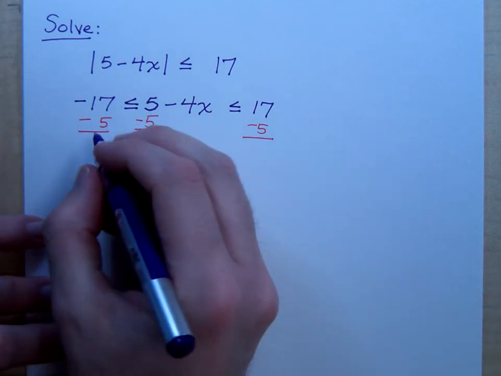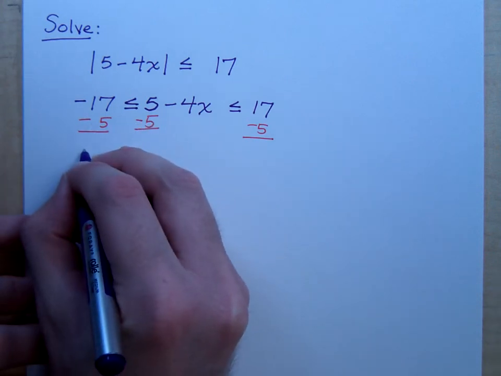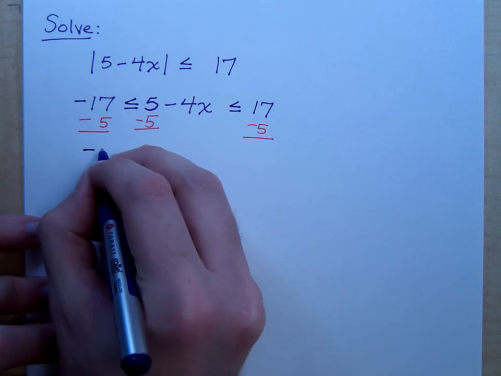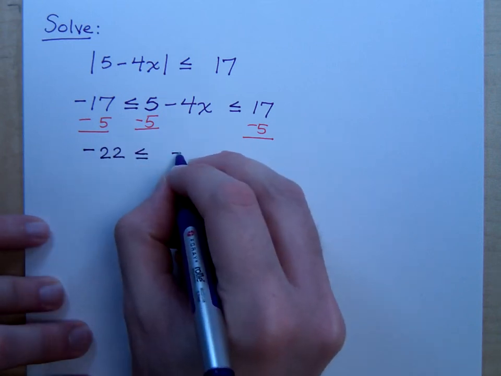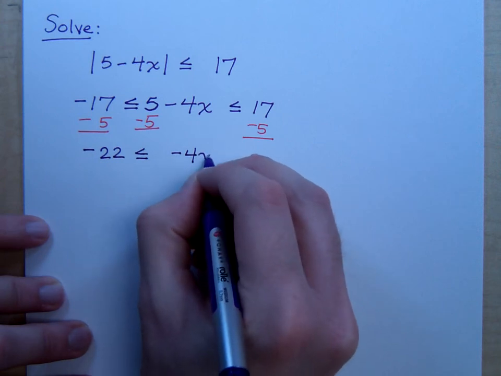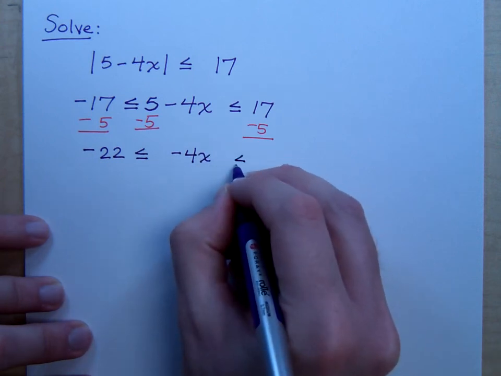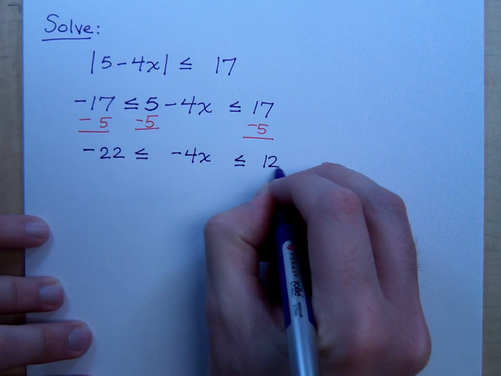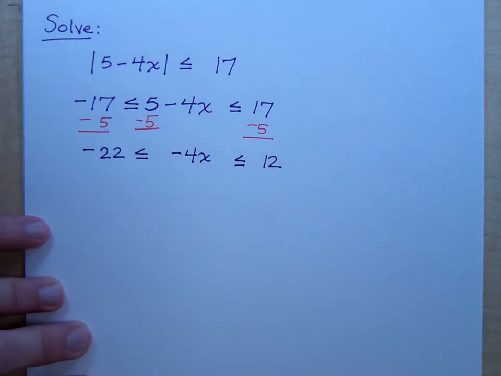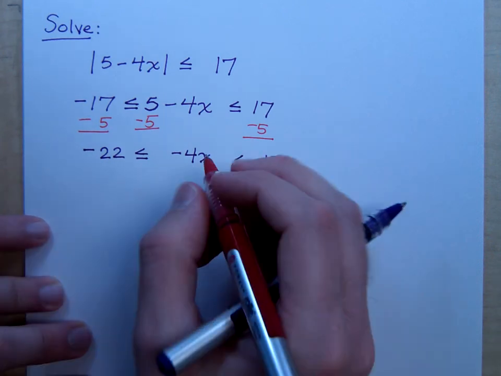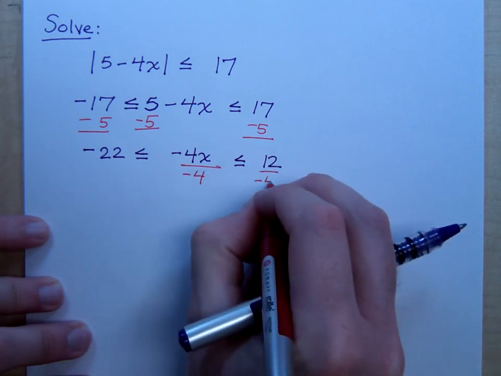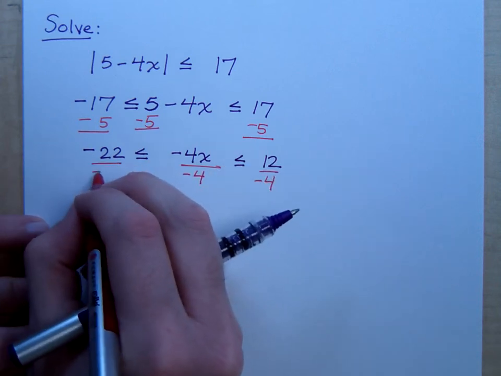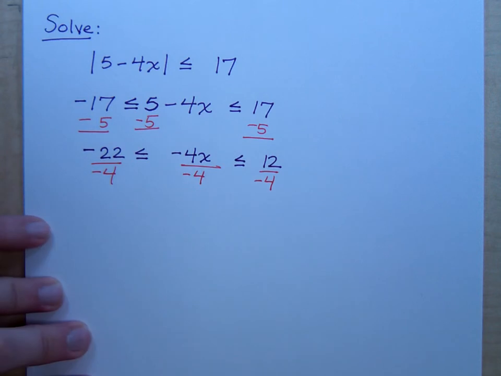So what do we have now? I'll give you a hint. Yeah, negative 22 is less than or equal to what? Negative 4x, don't drop that sign, is less than or equal to what? How do I finish solving this inequality? Divide everything by negative 4. If you don't do this to all three parts, then you don't have a true statement anymore.